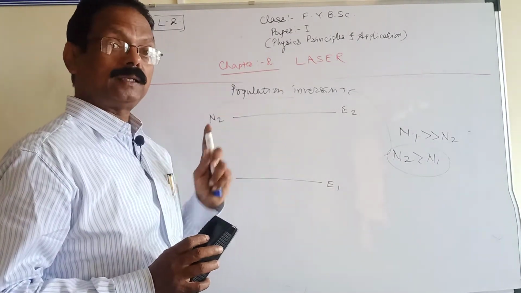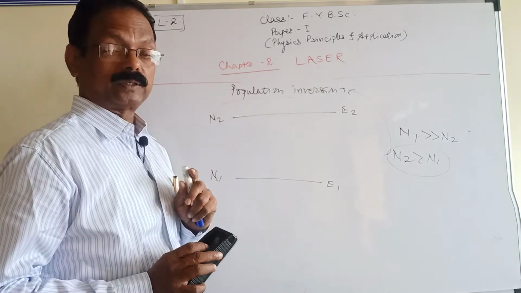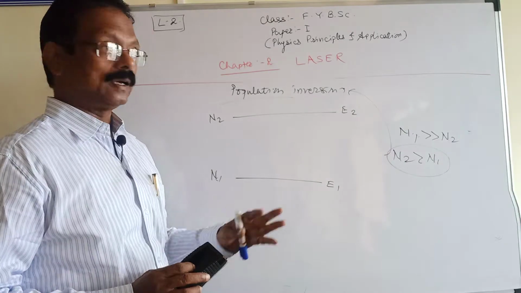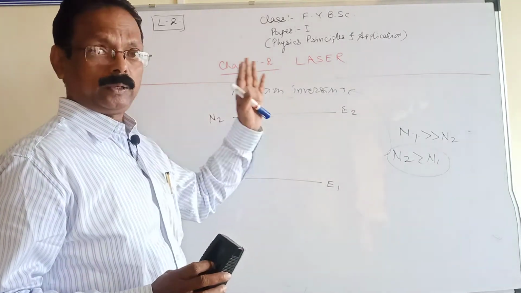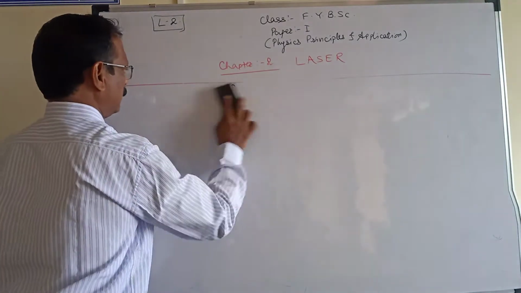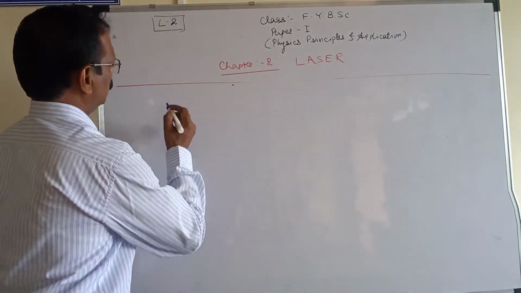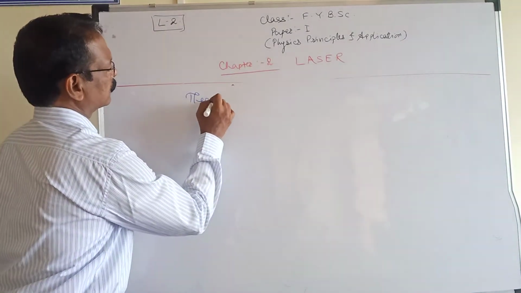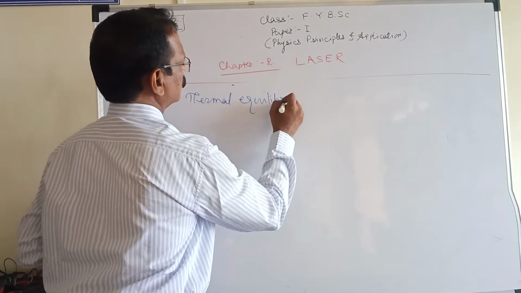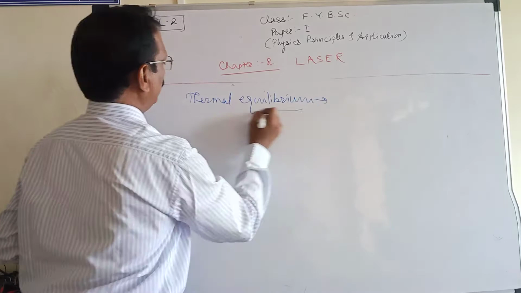But for laser action we require population inversion. We must know how it is related to the temperature, and how the number of atoms in the higher energy level increases. So that we have to see today. We have to see the derivation of the formula. It is called thermal equilibrium. The article is thermal equilibrium.